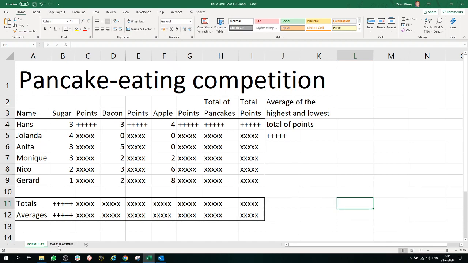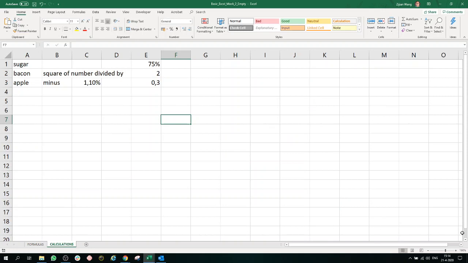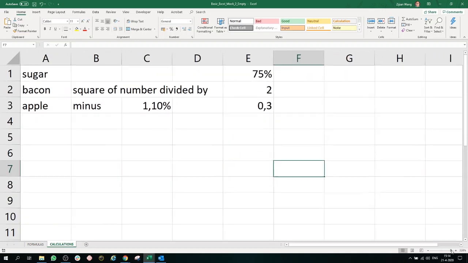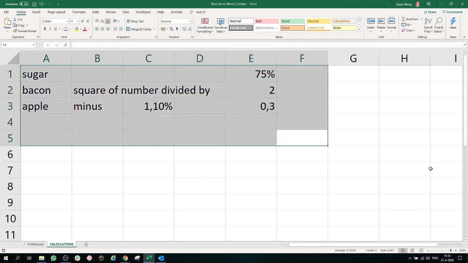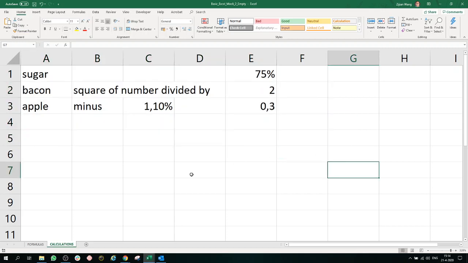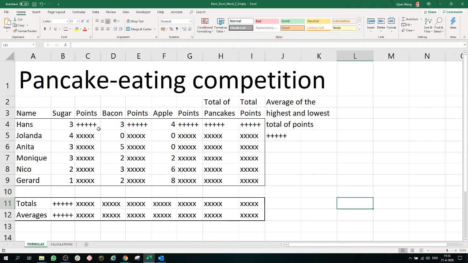Let's go ahead and check the calculations sheet. First, let me enlarge this. Sugar, 75%. Bacon, square of the number divided by 2. And apple minus 1.1% and 0.3. So it doesn't make much sense looking at the sheet alone, so we need to also compare to the instruction on the syllabus. So let's go back here.